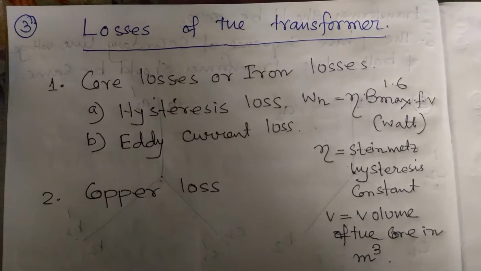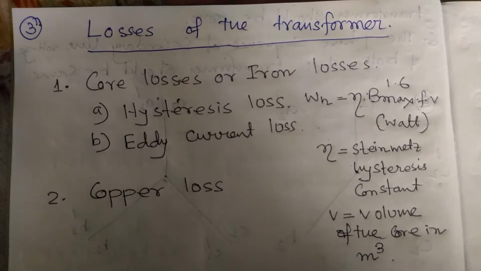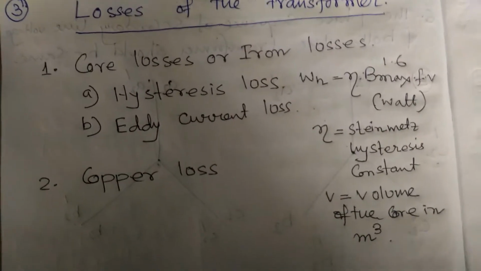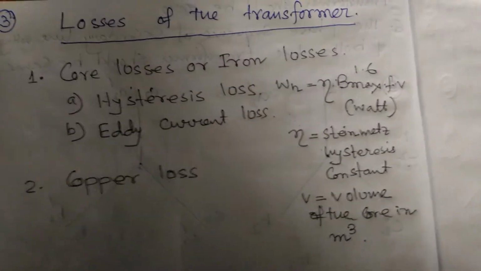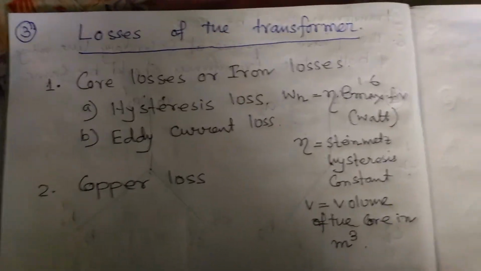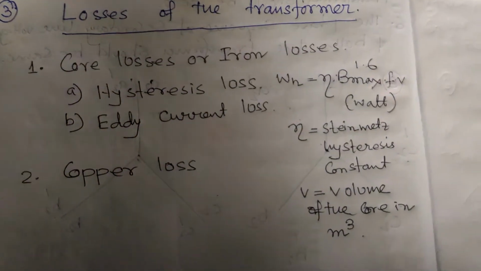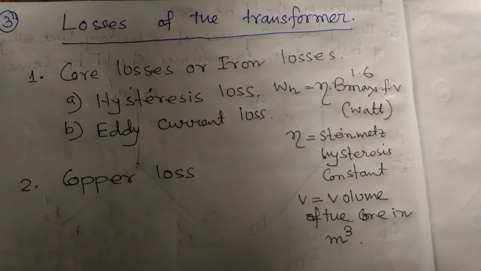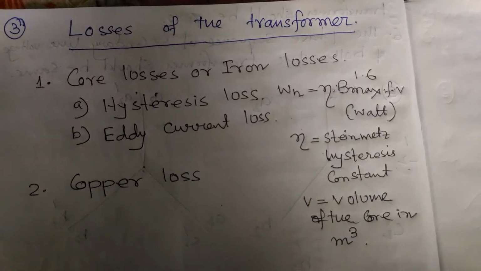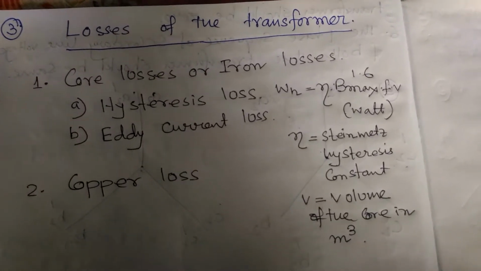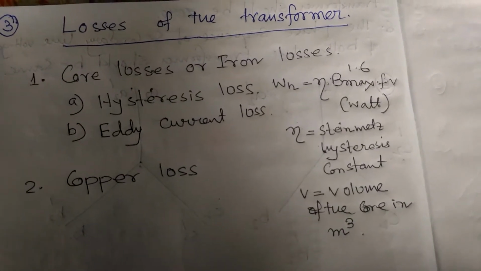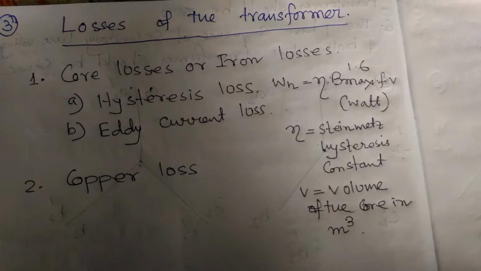Today we are discussing the topic of losses in transformers. The transformer is a very vital part, so we have to know what types of losses occur in it. The first loss is the core loss or iron loss of the transformer, and the second loss is the copper loss of the transformer. Now we will discuss the losses.